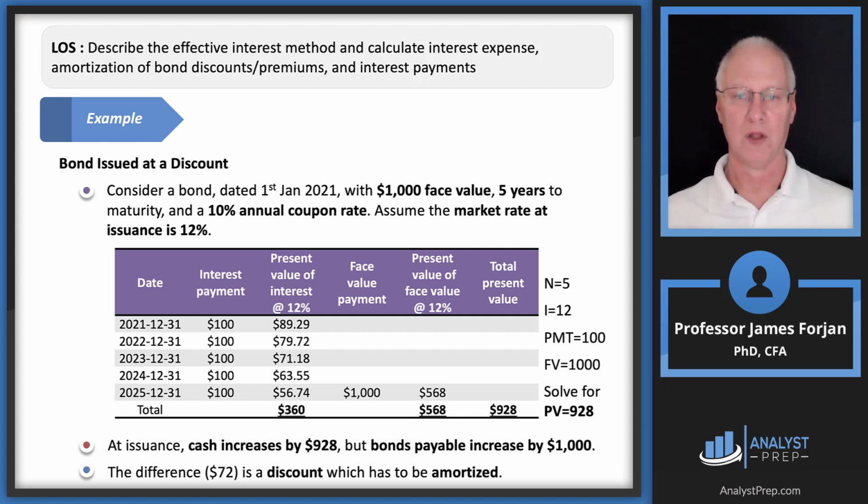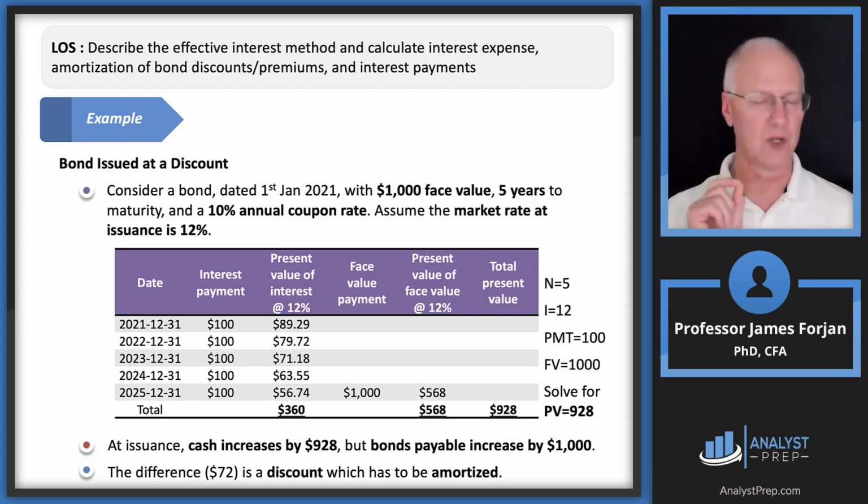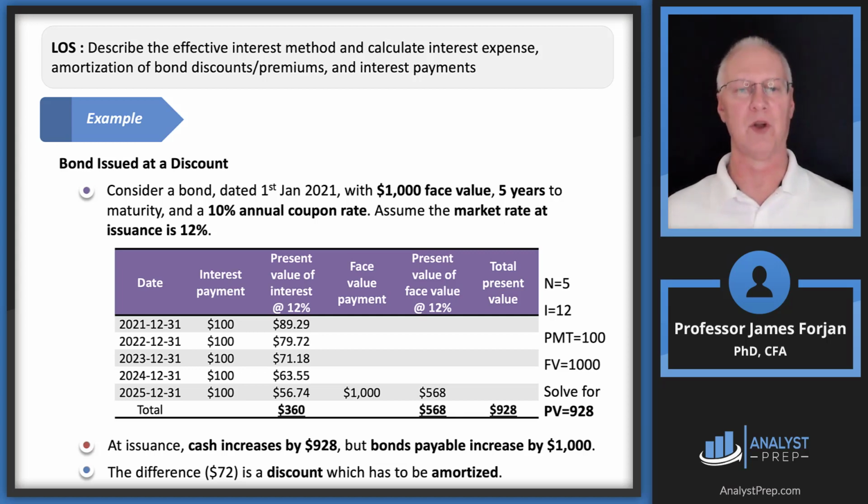And so the CFA Institute, they may or may not give you that $1,000. So if they don't give it to you, you know it has to be $1,000. All right, 5 years to maturity, 10% annual coupon rate. And let's suppose the market rate at issuance is 12%. Just remember that market rate of interest, you can also use the term yield to maturity.